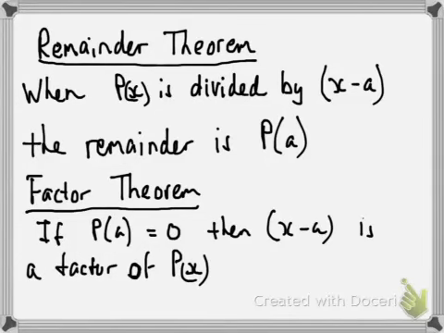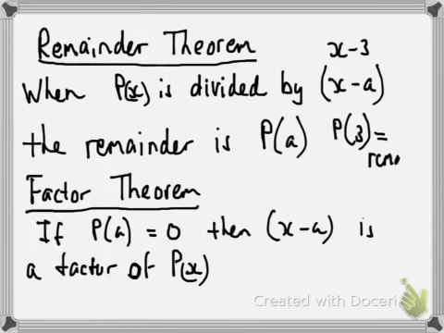Time now to look at the remainder and factor theorem. You may have seen these before. The remainder theorem says that when p of x, a polynomial, is divided by x minus a, the remainder is p of a. So in other words, if you had x minus 3, you were dividing into a polynomial, what you would do is put 3 into the polynomial where x is, and whatever the result is, whatever p of 3 is, would be your remainder.